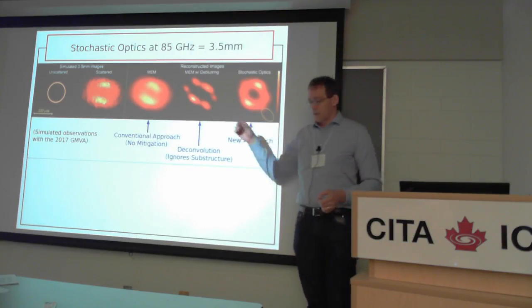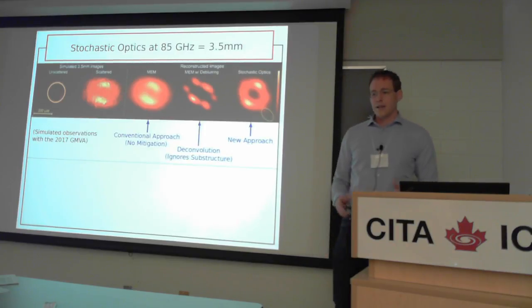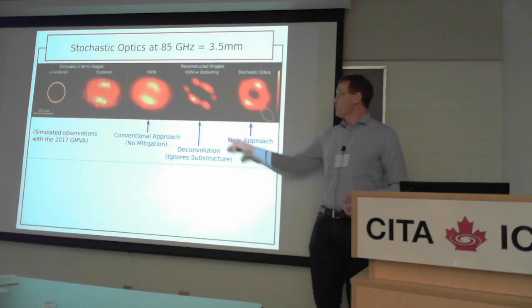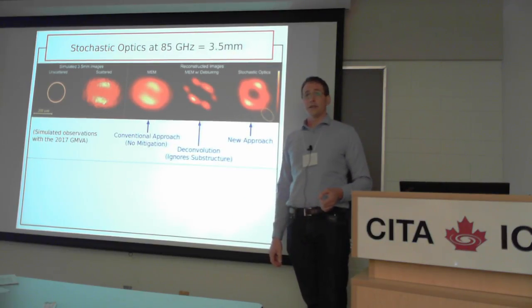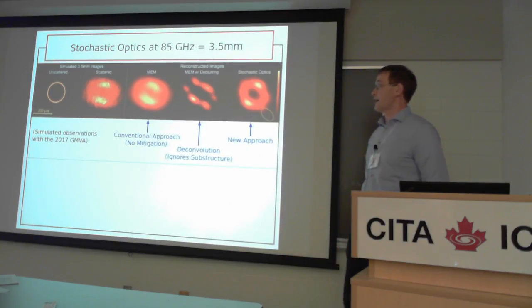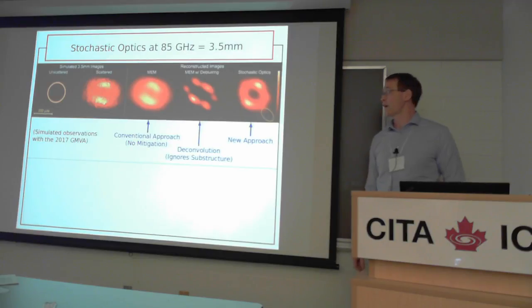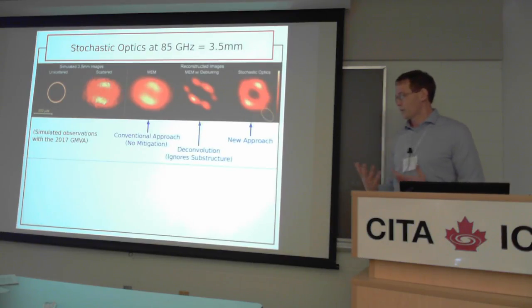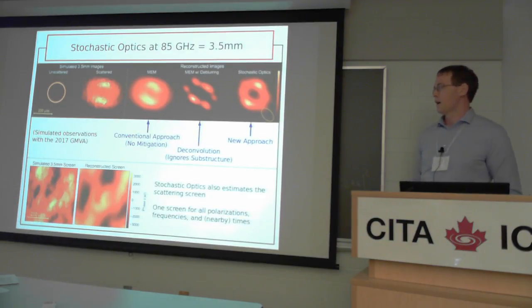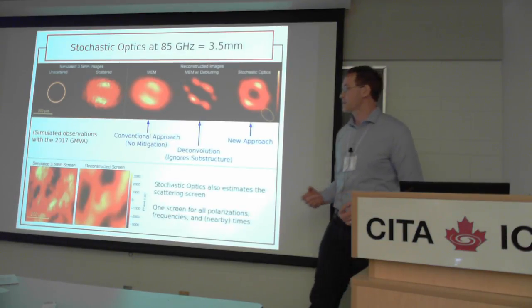Now, another approach that's pretty easy is that you say, well, I know that there's this blurring of my image. I'm going to remove that part of it. It's invertible. But the problem there is you're amplifying the substructure in doing that. And so the image you reconstruct would have too much compact structure in it. And then this is what you get with the new framework, and it does better at balancing those two. Of course, it's also reconstructing the scattering screen at the same time.